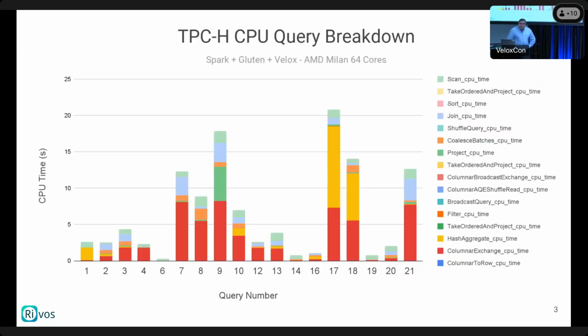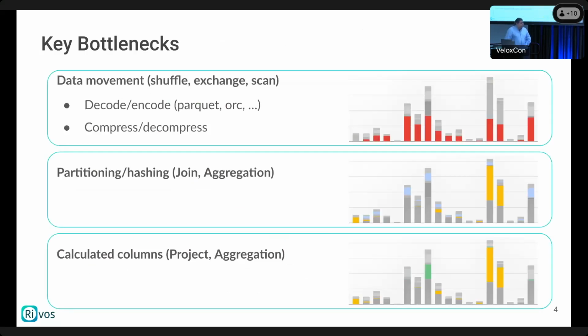So what do we see when we look at where time is spent in TPCH queries? We've seen variations of this breakdown earlier at VeloxCon. Where time is spent depends very much on what we are doing. Nevertheless, some common patterns emerge. We see large blocks of time spent moving data around, decoding, encoding, compressing, decompressing. We see large blocks of time spent partitioning, hashing. We see large blocks of time spent in calculated columns. So some of these things are better fits for accelerators than others.